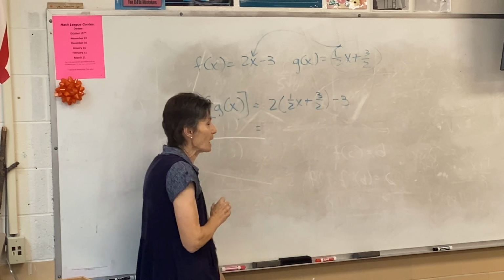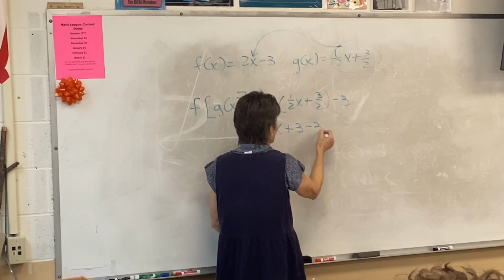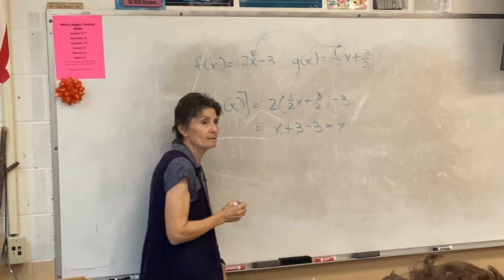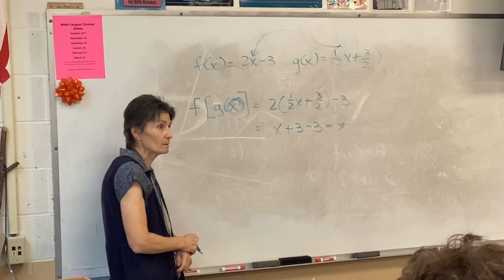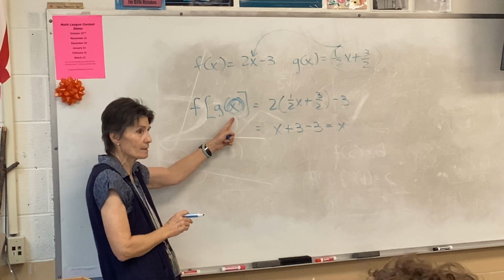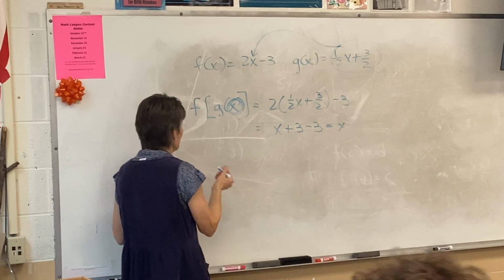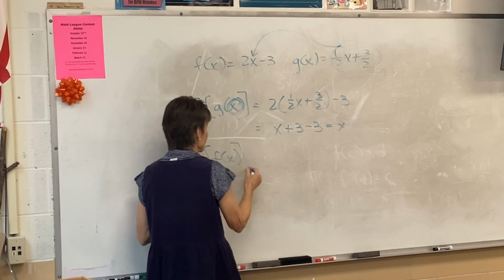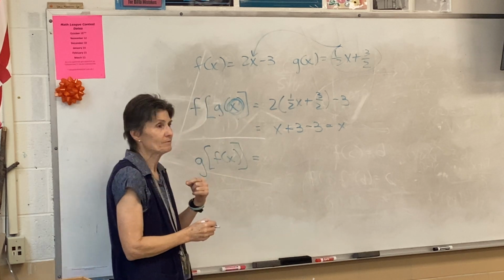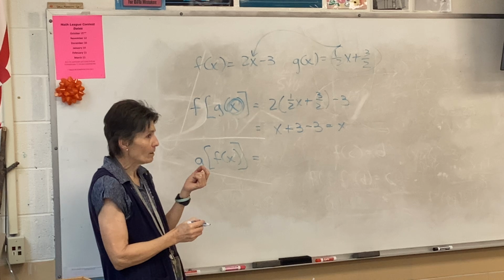All right, let's clean that up. Oh my gosh, what did we get? x, which is exactly what we started with. That was our original input, was x. Good. Now do it the other way. So now do g of f of x. And you have to do both. It's not negotiable.